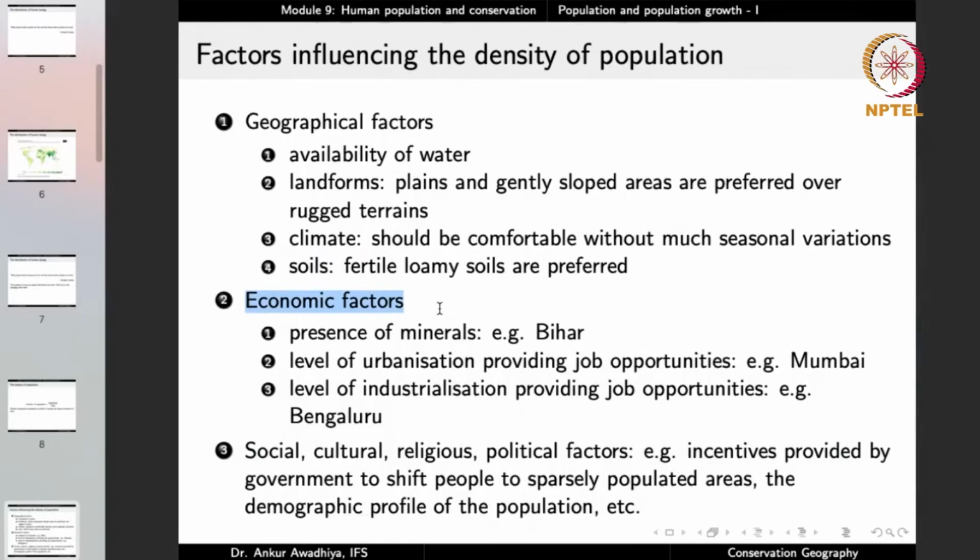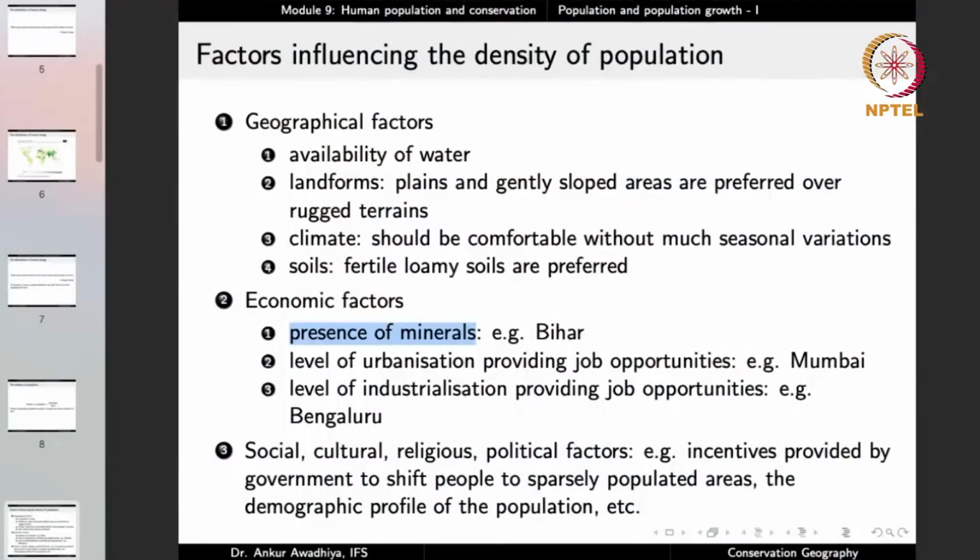Then we have economic factors. Now, some of the economic factors are related to these geographical factors. Things like presence of minerals. So, areas that have minerals will have generally a greater population density. Because in these areas we can have mines, we can have industries. And these mines and industries provide jobs to people. And so you will typically find a greater population density in those areas that have minerals.